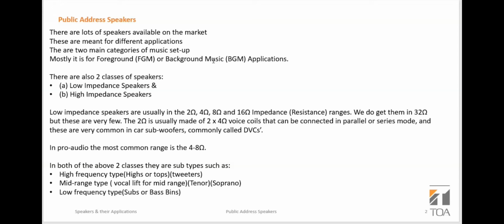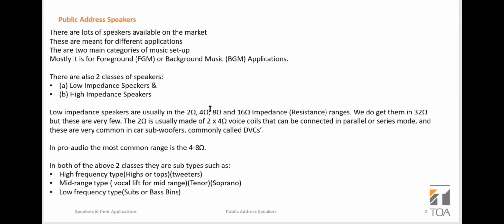Let's take a bit more. There are two classes of speakers: low impedance speakers and high impedance speakers. This section that you are dealing with will be describing these. Low impedance speakers are usually in the 2 ohm range, like your car DVCs, which normally have 2 voice coils of 4 ohm. If you connect them in parallel, they give you 2 ohm, and then you connect your monoblock.